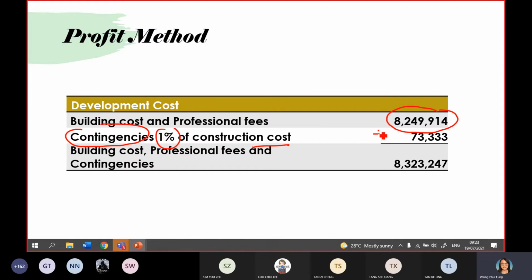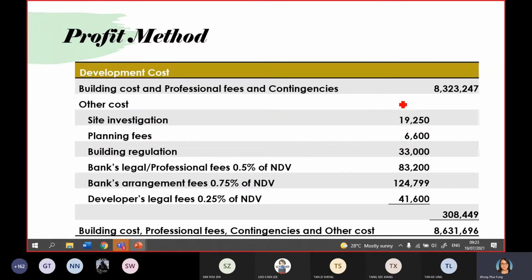Okay, then you add up. This will be your building cost, professional fee, and also the contingency fee. Okay, then this one you carry forward here. Then the next one will be other costs. Under the other costs, it depends on the project itself. As I told you just now, it is case by case. It depends on the nature of the project, so different projects will have different components.